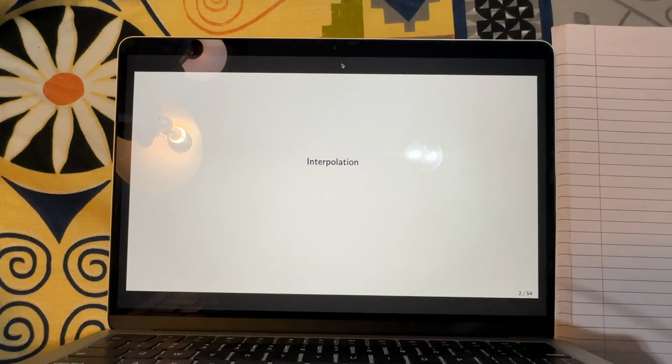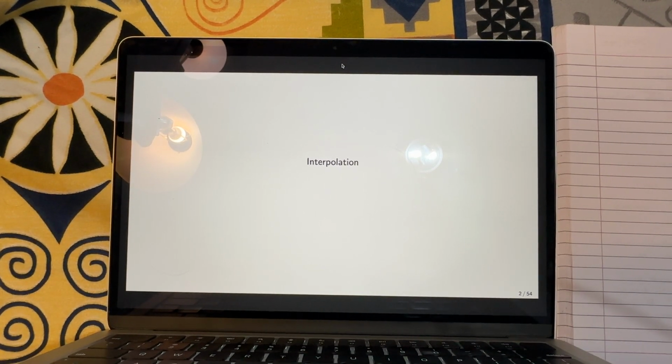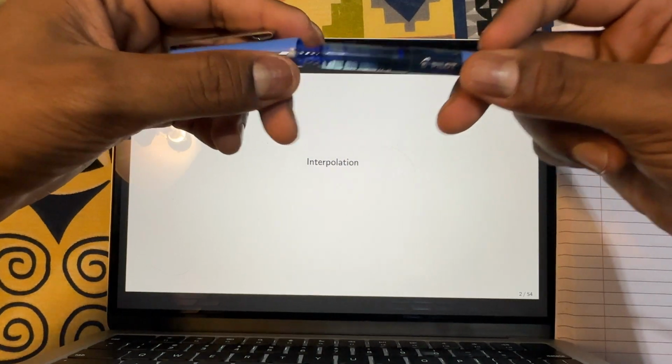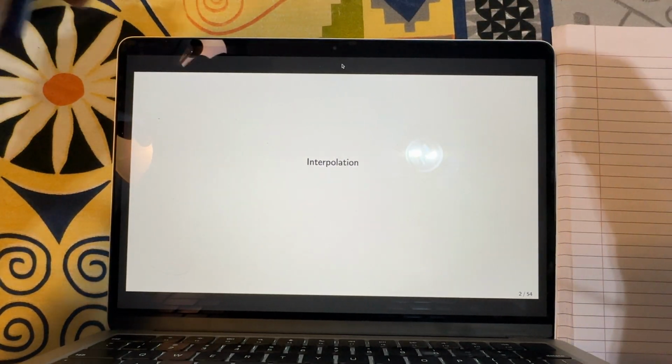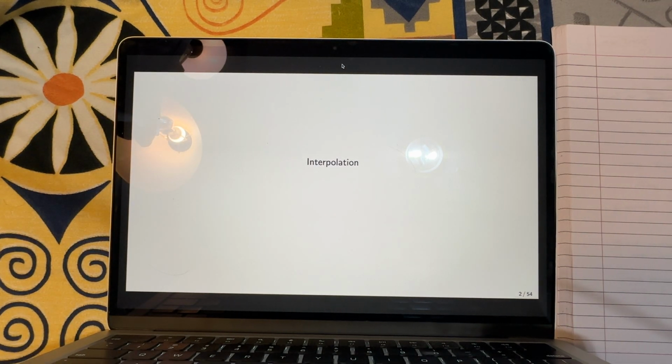So today I'm studying from home. I'm not going to college. I'm not going to class today. And I'm going to skip conjugate gradients and come back to it after I finish all of this. I want to move forward now. I want to study interpolation.